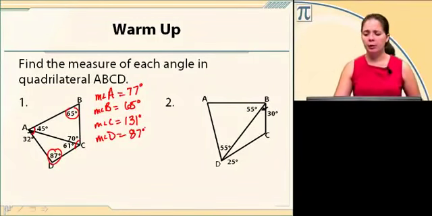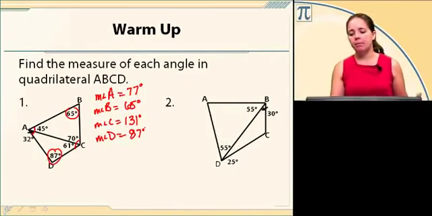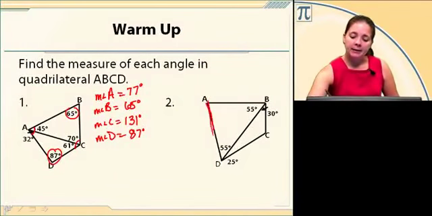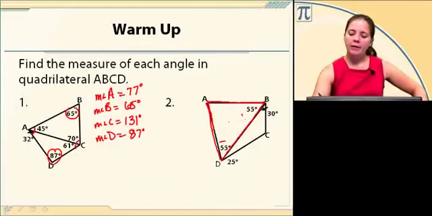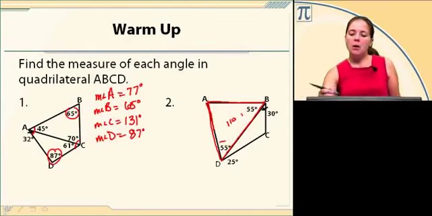Now let's go ahead and work with number 2. I can see that ABD is a triangle. And in a triangle, the sum of the interior angles is 180 degrees. So since I have 55 and 55, it looks like I have a total of 110 and I need 180. So 180 minus 110 would make the measure of angle A equal to 70 degrees.